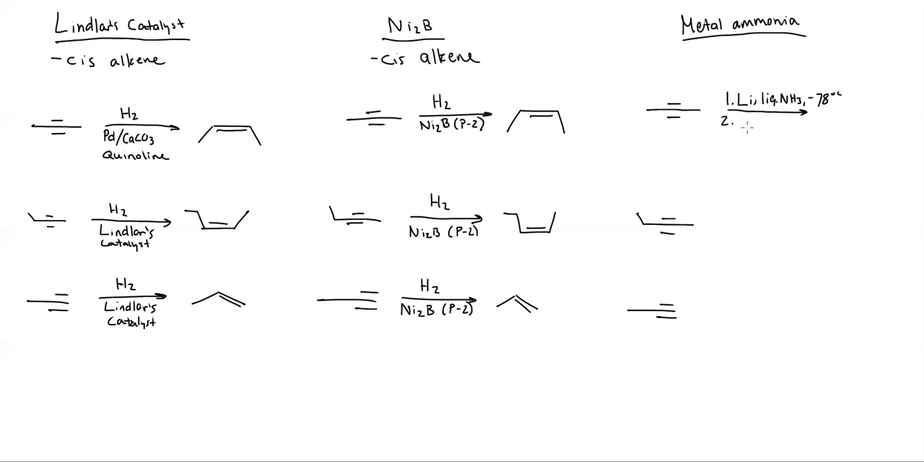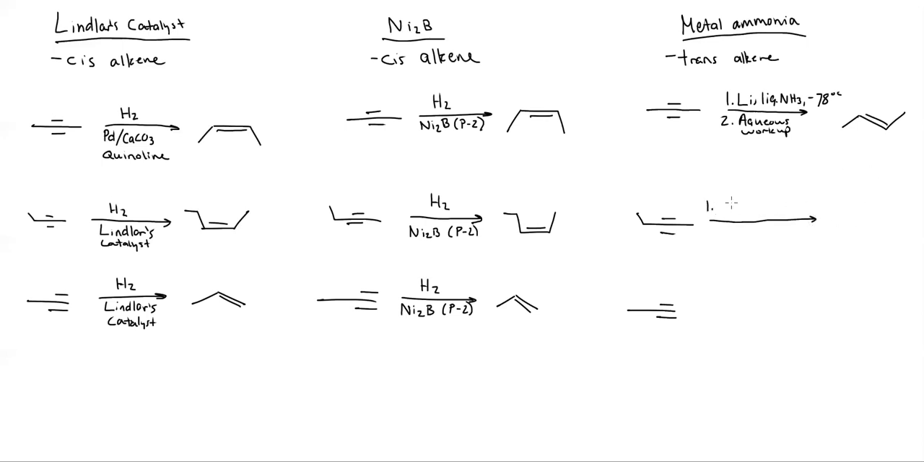And then the second step, I do an aqueous workup. Okay, so second step is just an aqueous workup. And we'll see a couple different ways of writing this. In this case, this does not give me a cis alkene. This is the only way that I get a trans alkene. All right, so this is a good way of getting a trans alkene. So now I just get a trans alkene.